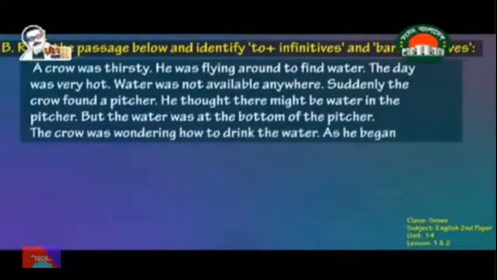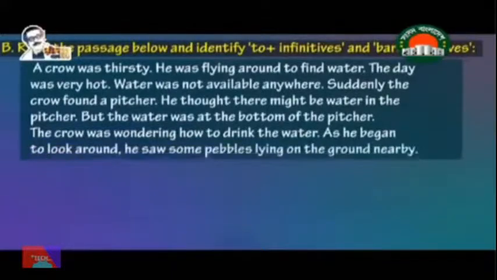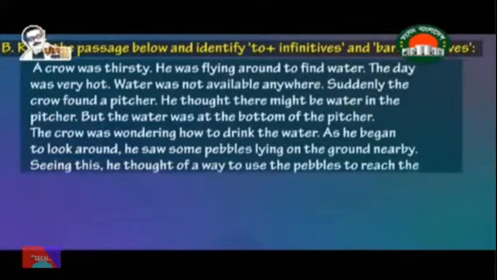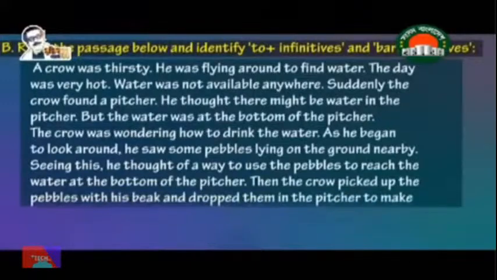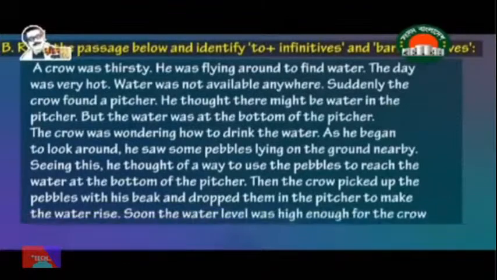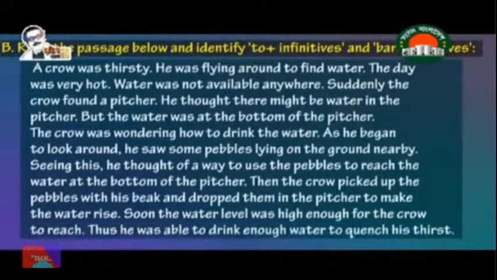The crow was wondering how to drink the water. As he began to look around, he saw some pebbles lying on the ground nearby. Seeing this, he thought of a way to use the pebbles to reach the water at the bottom of the pitcher. Then the crow picked up the pebbles with his beak and dropped them in the pitcher to make the water rise. Soon the water level was high enough for the crow to reach. Thus, he was able to drink enough water to quench his thirst.